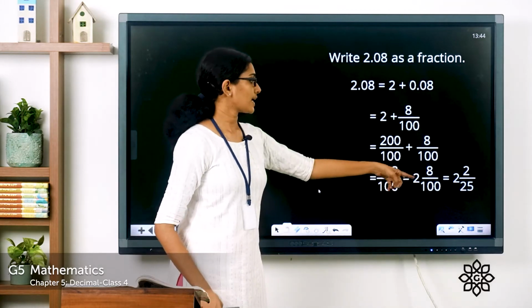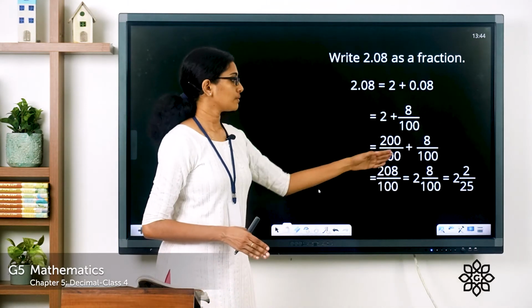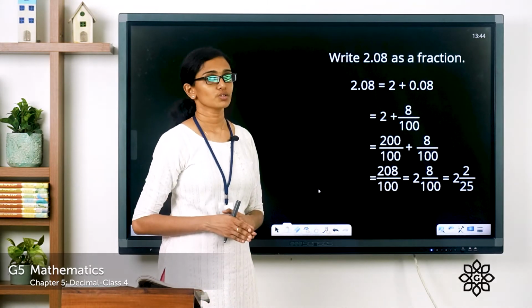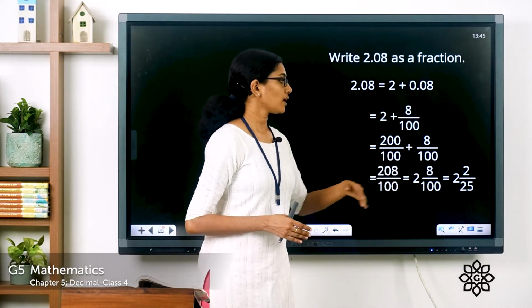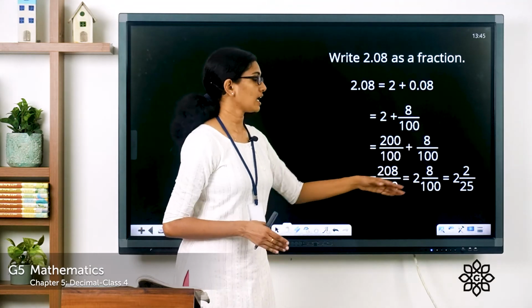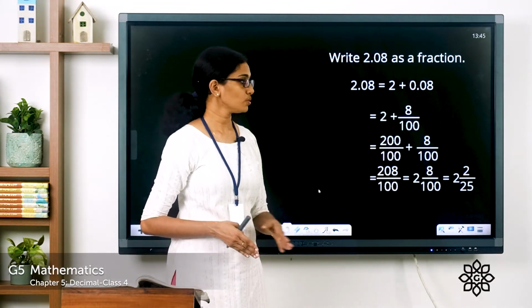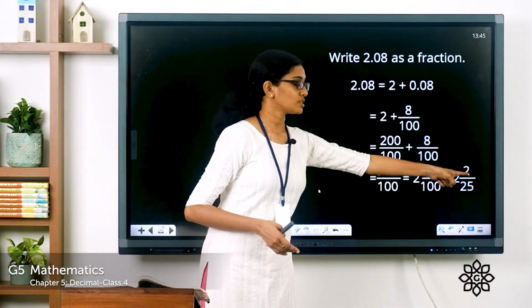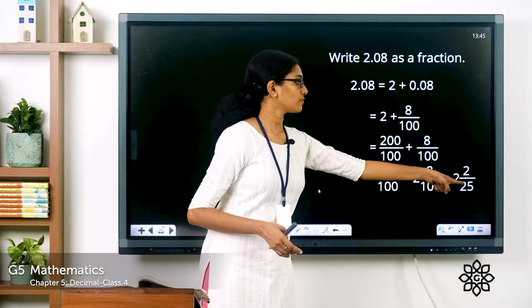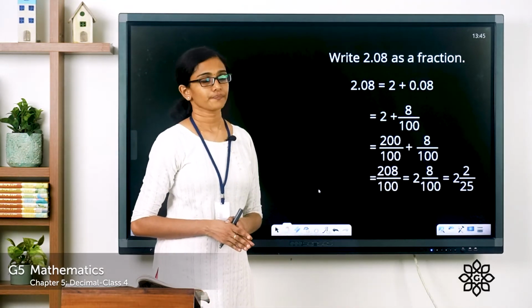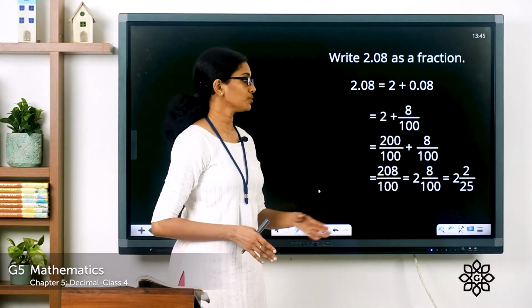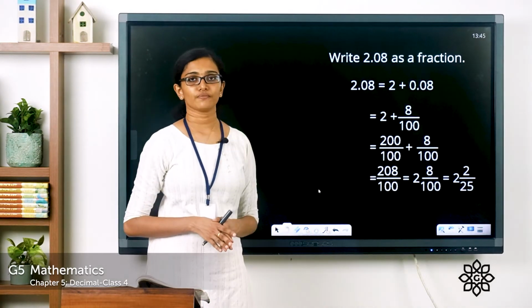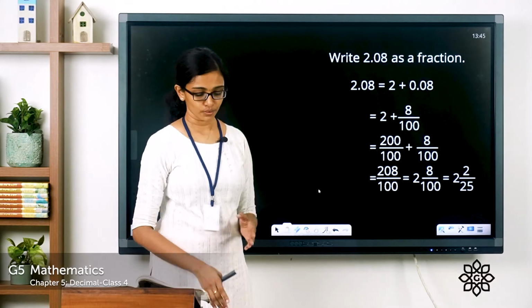You see the fraction 8 by 100, and both these numbers can be reduced to a lower form. So dividing both this 8 and 100 by 4 gives you 8 divided by 4 equal to 2, and 100 divided by 4 is equal to 25. So let's rewrite the fraction: 2 and 8 by 100 is equal to 2 and 2 by 25. Hope this is clear to you.